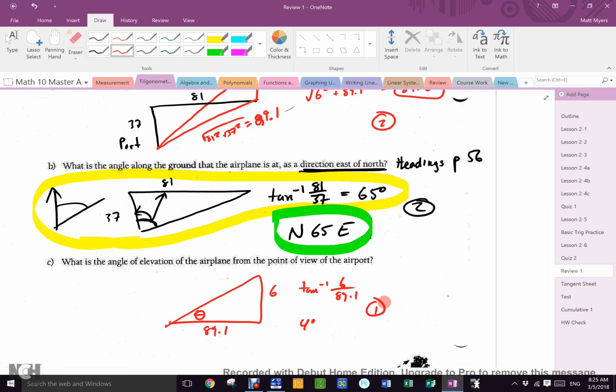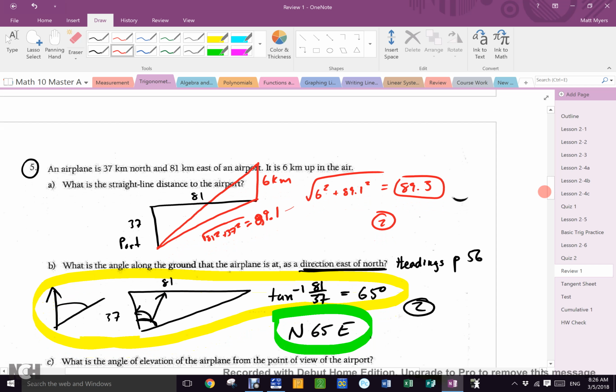Any questions about the airport question? Excellent. Please notice it is no different than the question we answered that was like this, when you had to use one triangle to find the second triangle. Except the second triangle, instead of lying flat on the ground, was pointing up in the air. Okay?